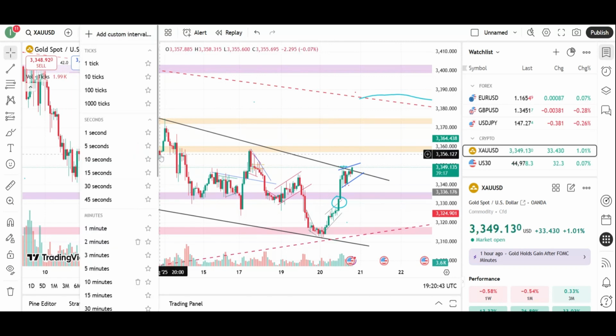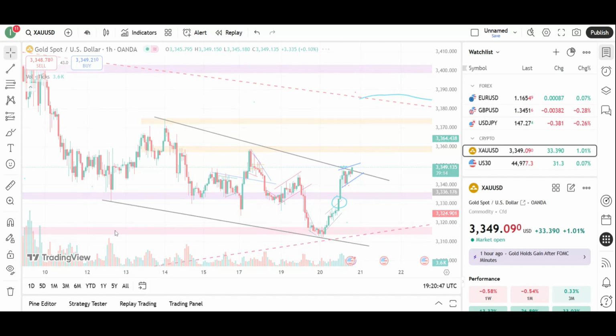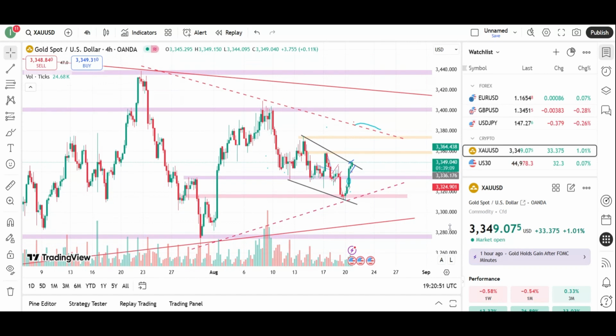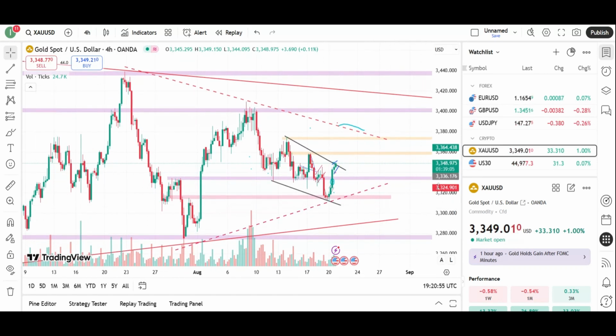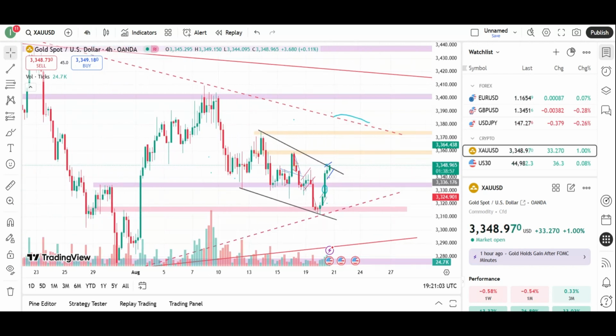Let's quickly go to the 4 hours time frame and see what is happening there. This is the 4 hours time frame. It is confirming that there is buying pressure here. But we will not buy now because the market is already going to close. You may not see a significant move in the market at present.